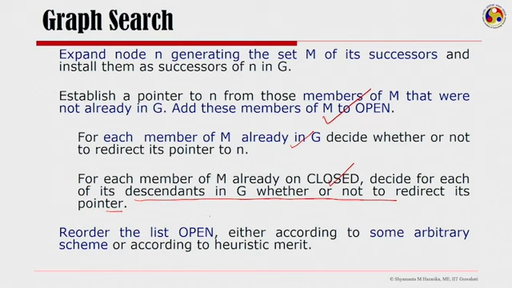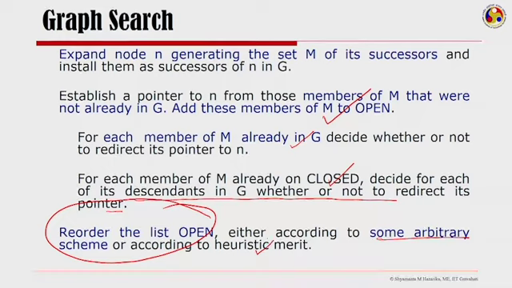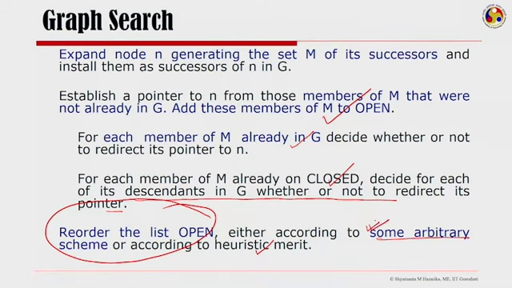So how do we reorder the list open is very, very important to understand, and it determines the type of technique that we will have in the graph search. They are ordered either according to some arbitrary scheme if it is uninformed search, or according to some heuristic merit if it is informed search. Today our concentration would be only on looking at arbitrary schemes of arrangement of the successor nodes in the open list.